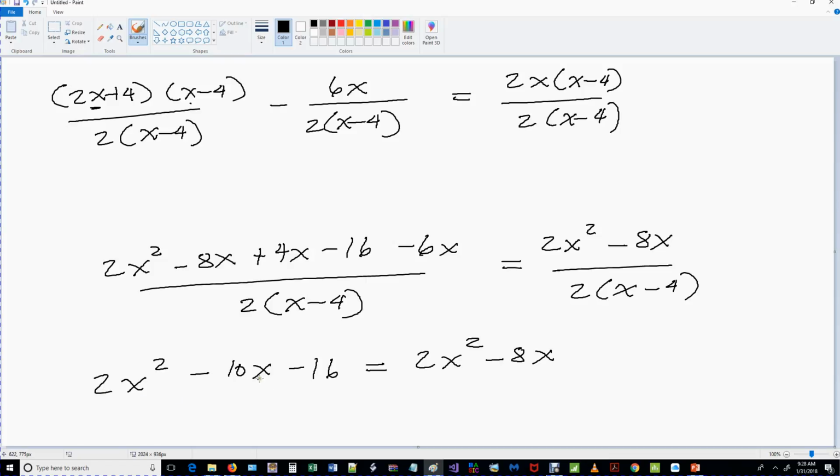So this is a quadratic equation, apparently. But we need to move everything to the left, so you subtract 2x squared and add 8x. Let's do it in one step. Minus 2x squared, we leave 0 on the right-hand side, plus 8x. The 2x squared minus 2x squared cancels, so you get nothing for x squared. For the x's you get minus 10x plus 8x, which is minus 2x, minus 16. On the right-hand side, 2x squared minus 2x squared gives you nothing, and 8x minus 8x gives you nothing. So this is a 0.